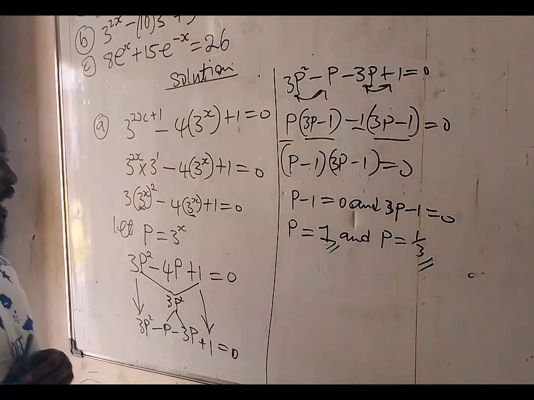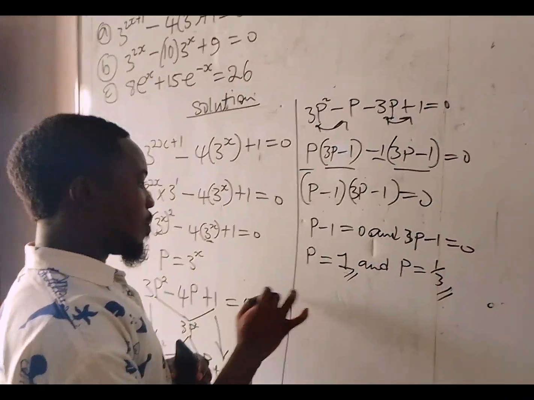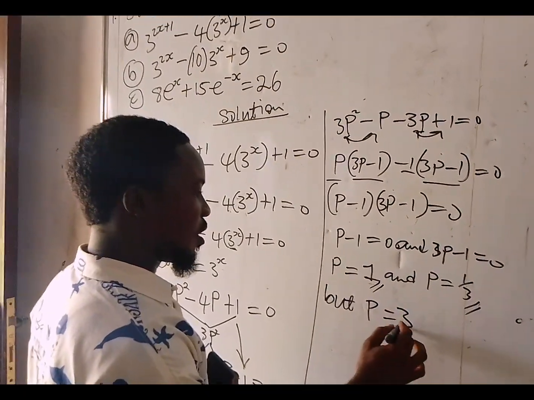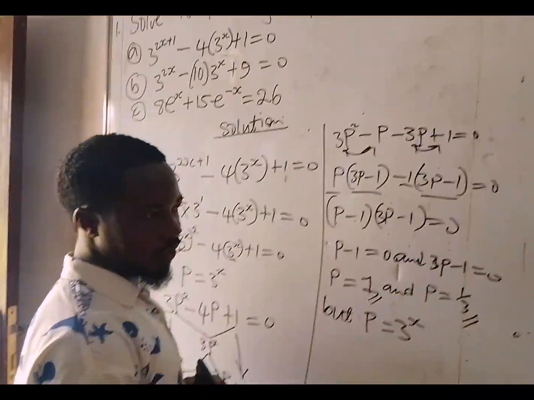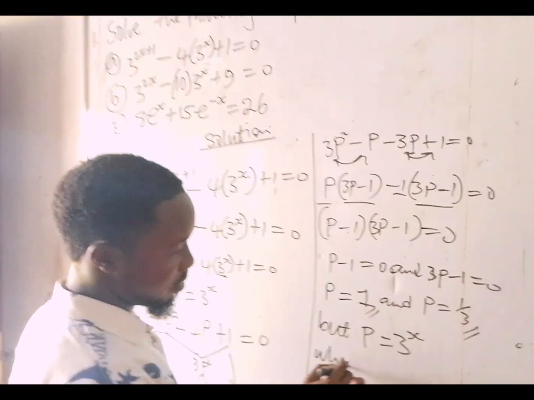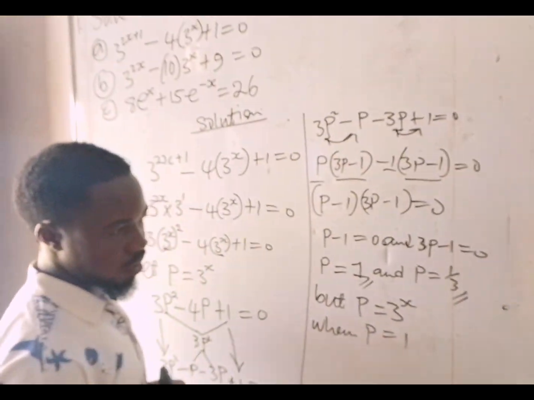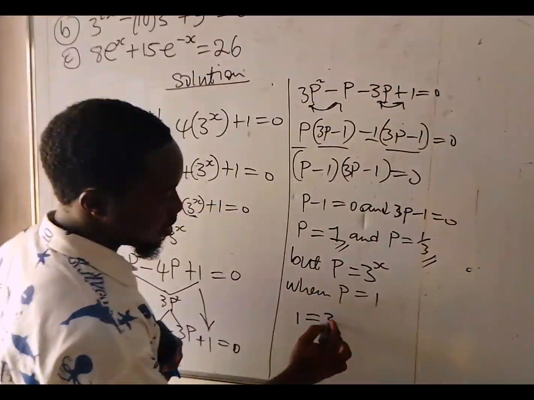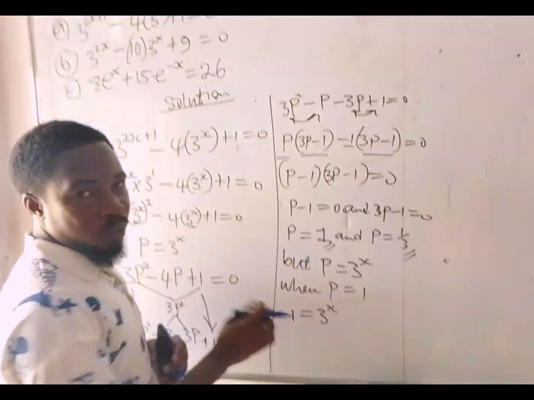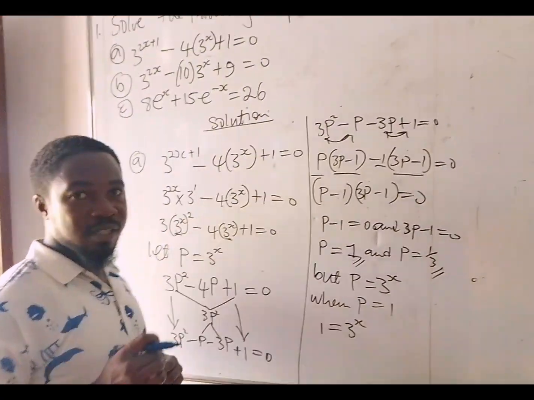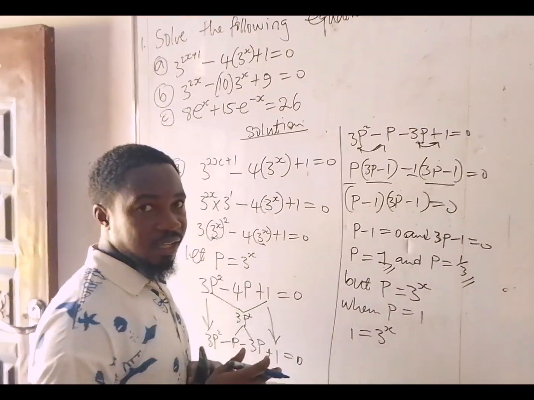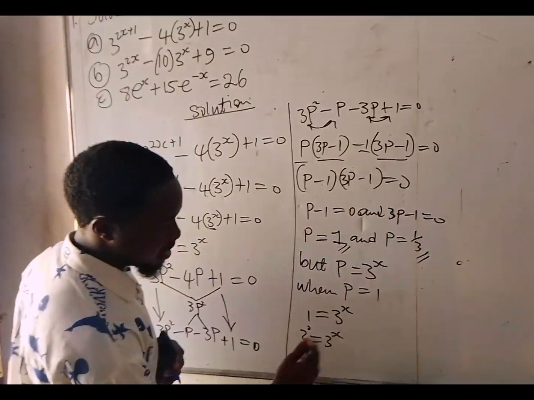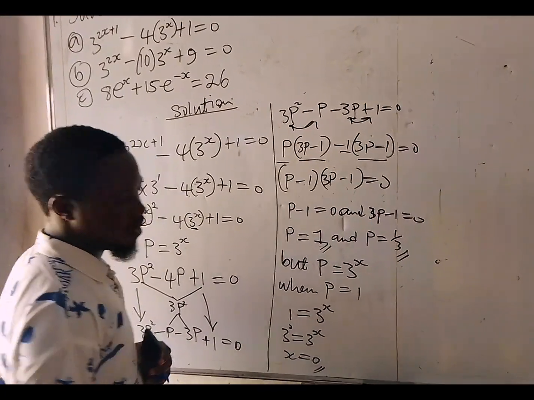So now we come back and say, but p is equal to 3 raised to power x. Are you following? So now when p is equal to 1, we substitute it here. This is 1 equal to 3 raised to power x. And what power must we raise 3 to get a 1? 0, right? So this is 3 raised to power 0 is equal to 3 raised to power x. The bases are the same, so equate the power. So x is equal to 0.